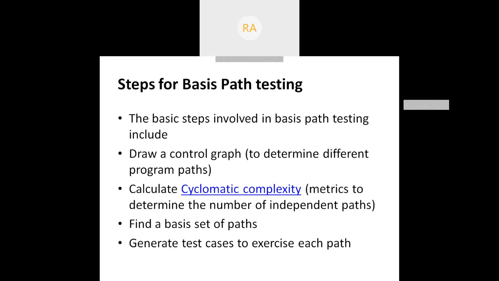Then, based on the paths that you have arrived at, you are going to design the test cases to exercise each path that you have identified in the previous step. These are the steps for basis path testing. First is draw the CFG. After that, you calculate cyclomatic complexity to know the number of independent paths. Then you will form the set of paths. Then you will design the test cases in order to exercise each path identified in the previous step.